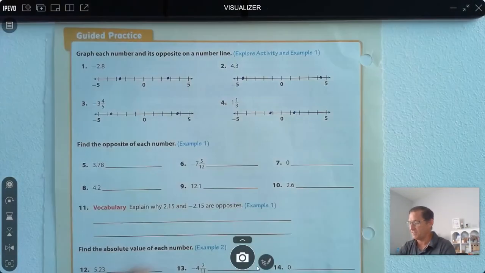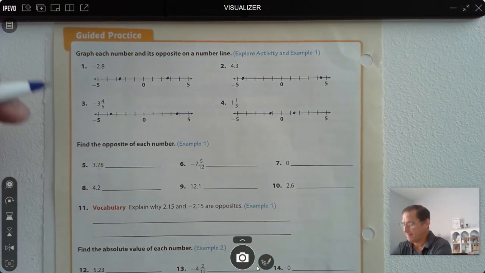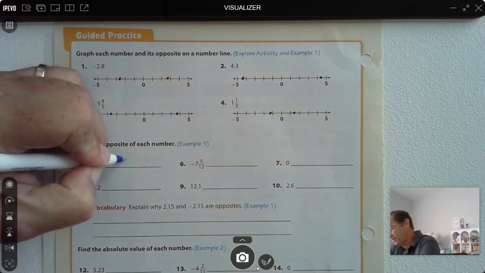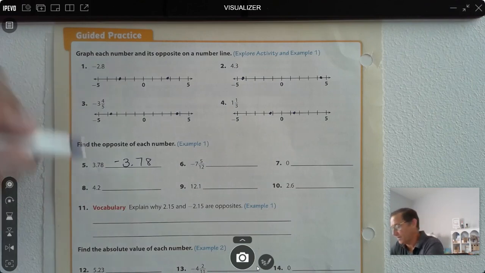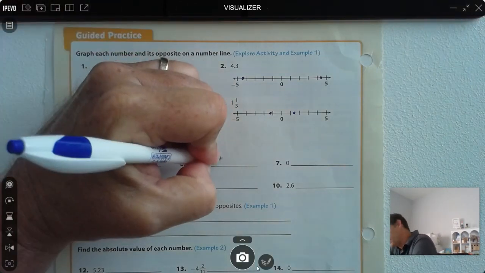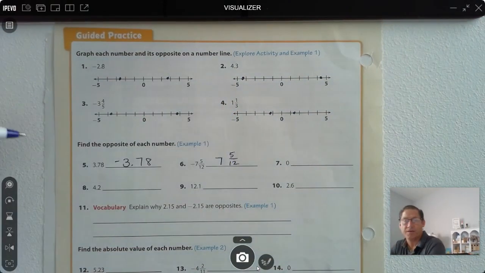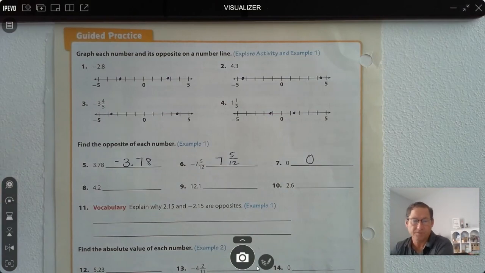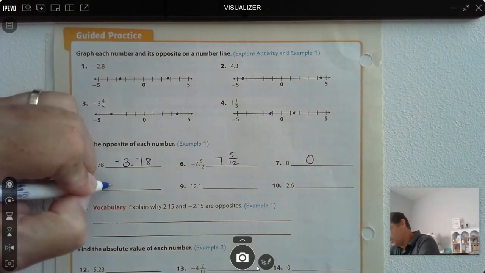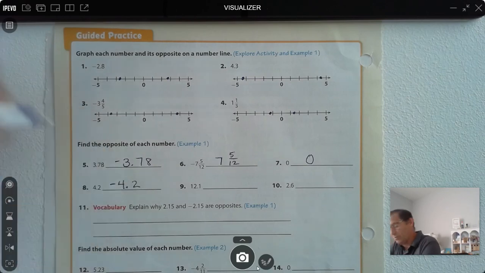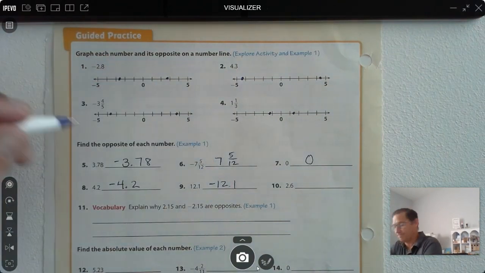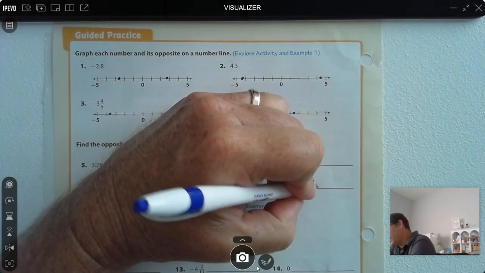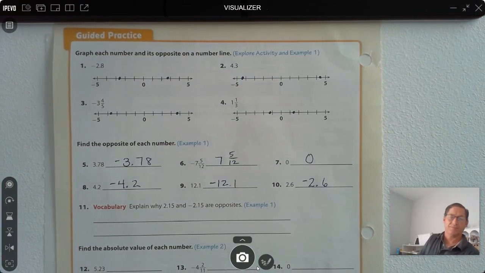All right, find the opposite of each number. So 3 7/8 is positive. Its opposite would be the same number, but to the left of 0. Negative 7 5/12. Its opposite would be in the positive direction. 0 is 0. The opposite of 0 is 0. 4.2. Negative 4.2. 12.1. Negative 12.1. 2 6/10. Negative 2 6/10.